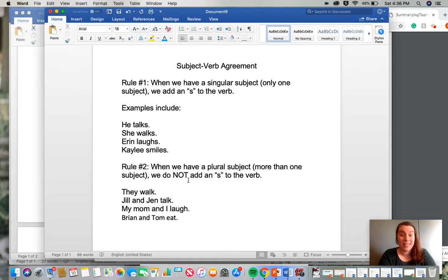Now, rule number 2 is that when we have a plural subject, which means more than one subject, we do not add an S to the verb. So we have they walk. They is talking about more than one person, so you do not put an S at the end because they is plural, talking about more than one person. You have to use what is called the plural verb, which is walk, which does not have the S. So they walk.